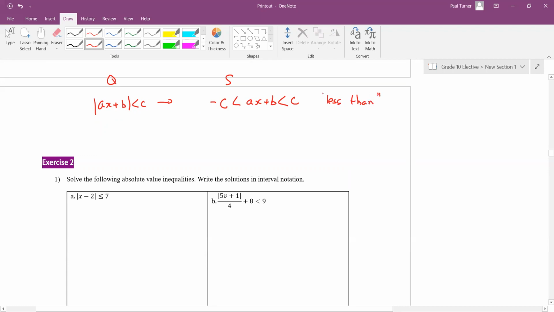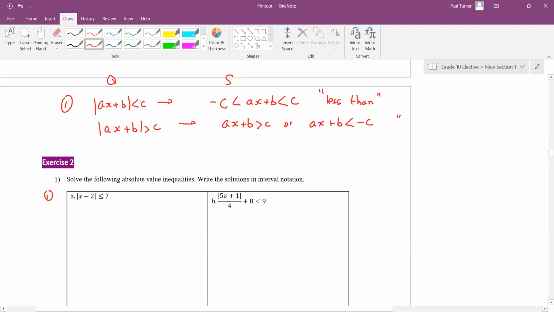So write that down. And if you're using a tablet, copy it at the top. And then if we have a greater than form, AX plus B greater than C, our solution form will be AX plus B greater than C. So just copy that directly down from here. Or AX plus B less than minus C. So this is your greater than form, greater than question. So you use the first one here.